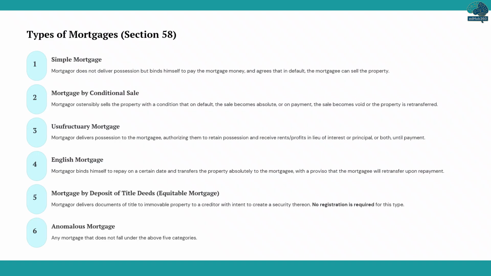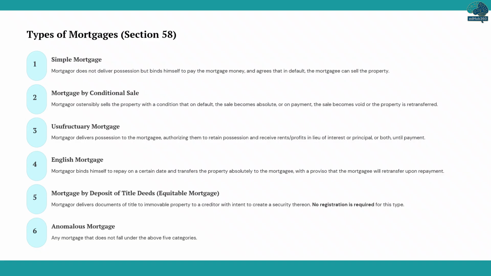A simple mortgage involves no possession delivery, but the mortgagor promises to pay and allows the mortgagee to sell the property upon default. A mortgage by conditional sale involves an ostensible sale that becomes absolute on default or void upon payment. In a usufructuary mortgage, the mortgagor delivers possession, allowing the mortgagee to receive rents or profits in lieu of interest or principal.